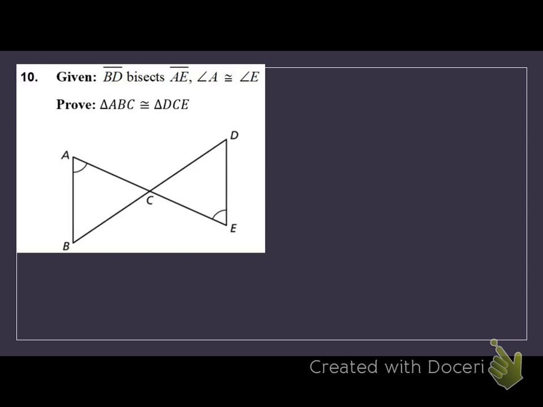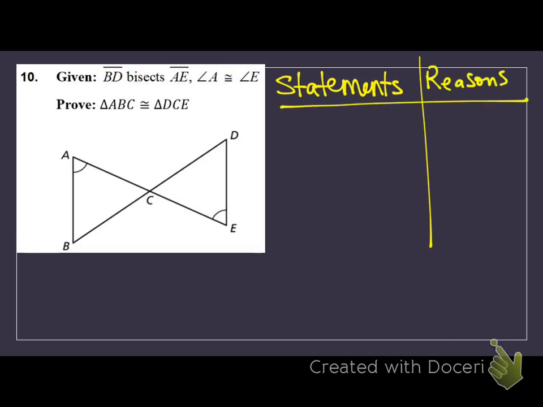Number 10, you see the word prove? We're going to prove. All right, so your statements go on the left, and your reasons go on the right. What do we start our proofs with? Our givens. Good. So this first one's long, but it says BD bisects AE. That's a given.